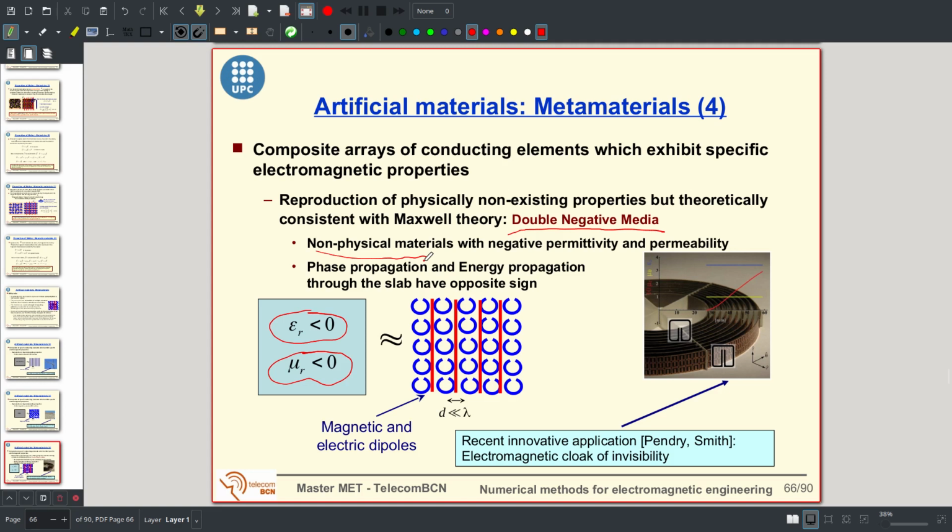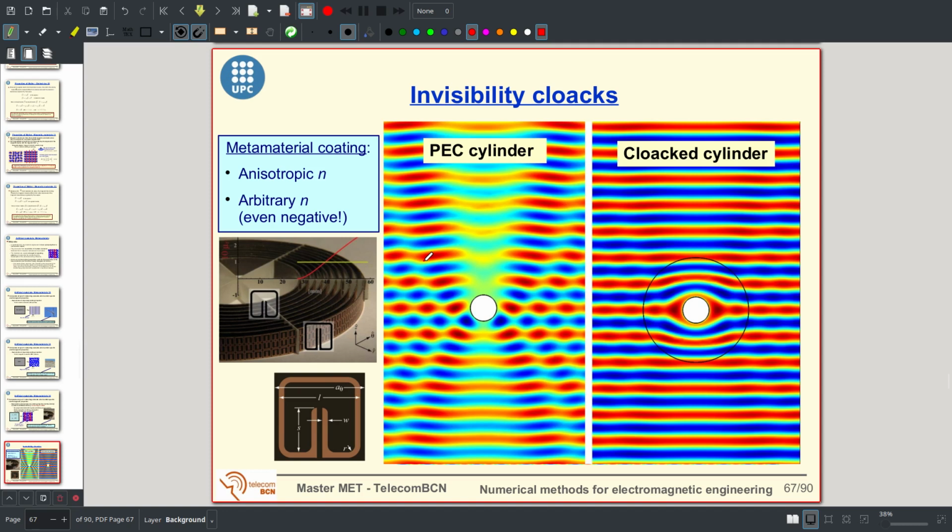And this can make very funny effects such as refraction in the opposite way, and many interesting things, like for example an invisibility cloak. For example, what is an invisibility cloak? We imagine that we have a perfectly conducting cylinder. This is a metal cylinder, okay? We have an incident wave here. Let's use another color, a black color. We have an incident wave here, okay?